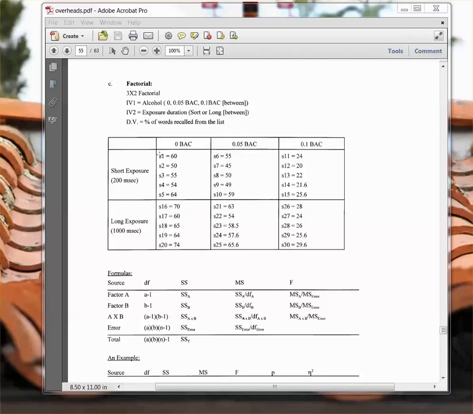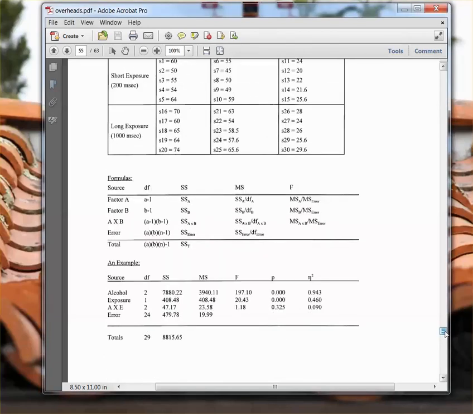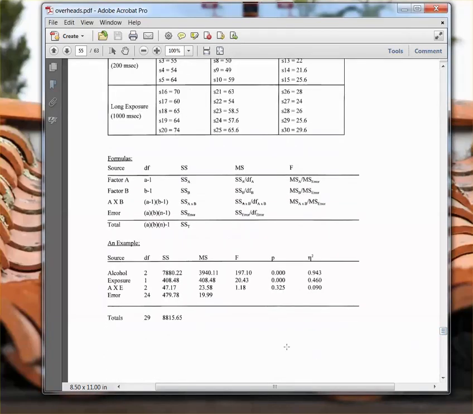So here you can see, I set it up like I did before. Subjects 1 through 5 are in this group, 6 through 10 are in this group, 11 through 15 are here, 16 through 20, 21 through, and the dependent variable is the percentage of words recalled from the list. So this is the design, there's the data. Let's look at the source table and how it's going to be similar and different to the other things that we've seen before.